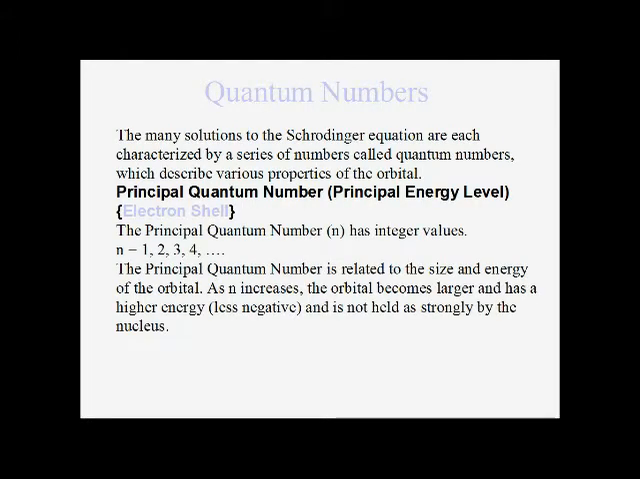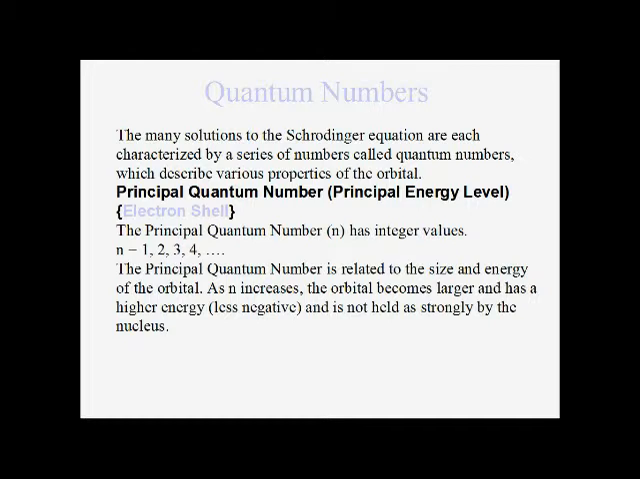We have 4 quantum numbers that we use to describe our electrons. The principal quantum number, we use the letter n to represent this. This is the principal energy level. For the hydrogen atom, this is the only number that we need to determine the energy level. For multi-electron atoms, we need additional quantum numbers to describe the energy levels.